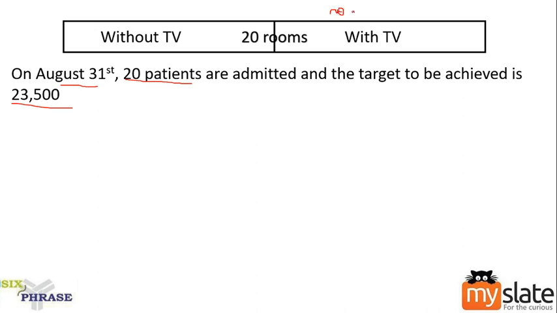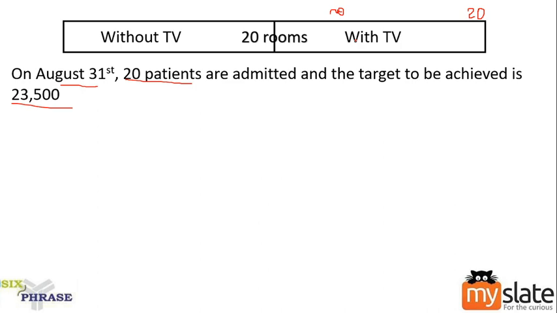I can say I don't need a TV at all. Without the TV, I can achieve the target. That is a possibility. Or the worst case scenario is all 20 rooms should have a TV. Correct? Best case scenario, you need not buy a TV at all. Even without a TV, you can achieve the target. On the other hand, you have to buy TV for all the 20 rooms to achieve the target.